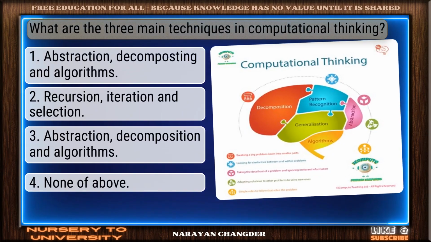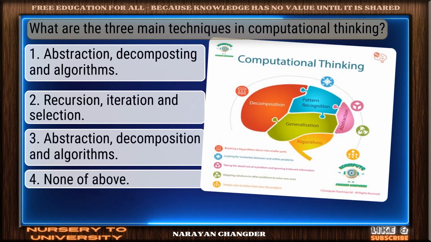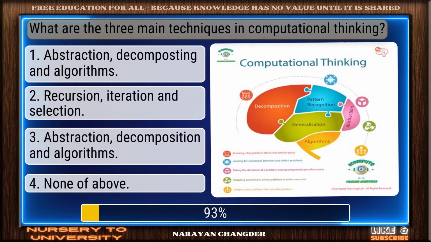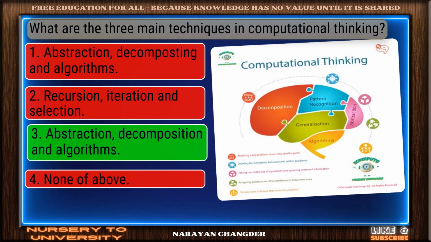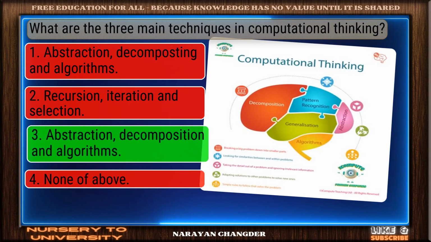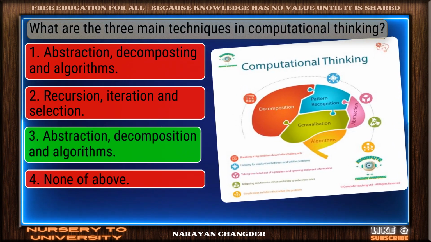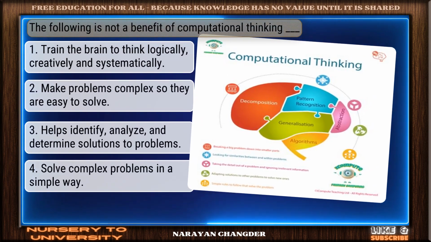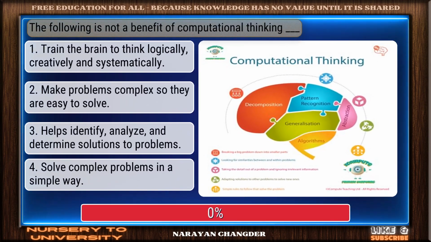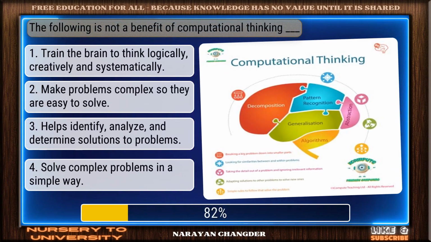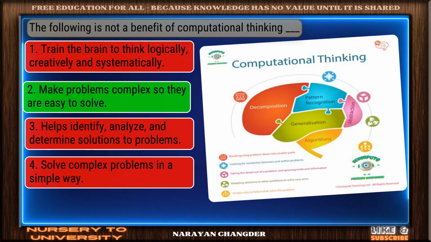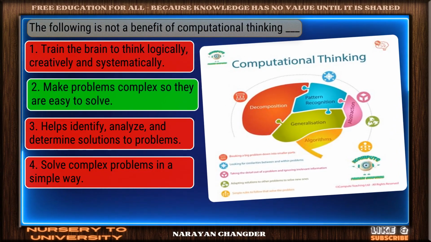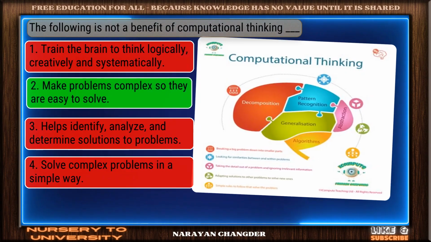Question number 19. What are the 3 main techniques in computational thinking? Nicely done. Abstraction, decomposition, and algorithms is a solid answer. Question number 20. The following is not a benefit of computational thinking dash. Clear logic. Your choice make problems complex so they are easy to solve is sound and 100% true.